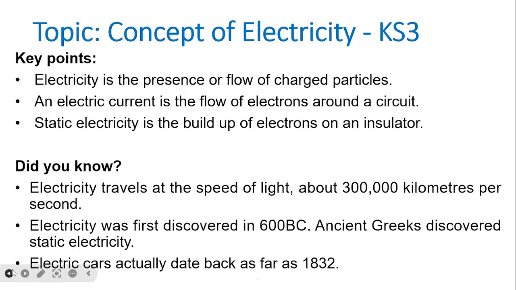And the other one is small facts that you need to know. Did you know that electricity travels at the speed of light, about 3,000 kilometers per second, meaning in every second it travels 3,000 kilometers? That's an astronomical distance. Did you know that electricity was first discovered in 600 BC, before Christ? Ancient Greeks discovered static electricity.